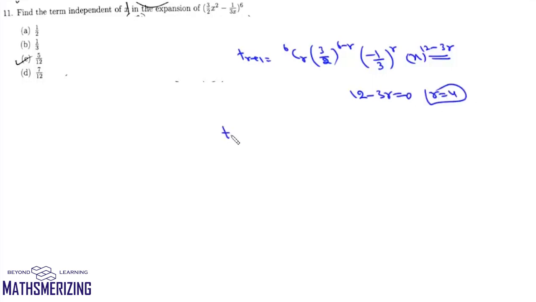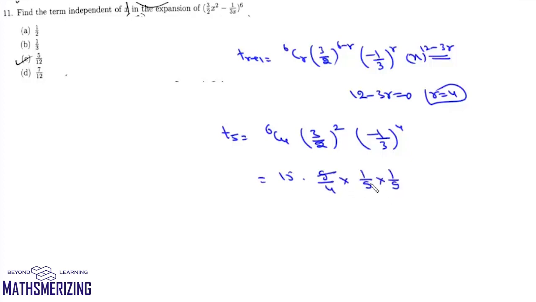So this term will be this fifth term, and it'll be 6C4, 3 by 2 square and then minus 1 by 3 to the power 4. Now what is 6C4? 6C4 will be 15 and then 9 upon 4 into 1 upon 9 into 1 upon 9. So this 9 will cancel. Now this is 3 and this is 5. So it will be 5 by 12, and that's your option number C.